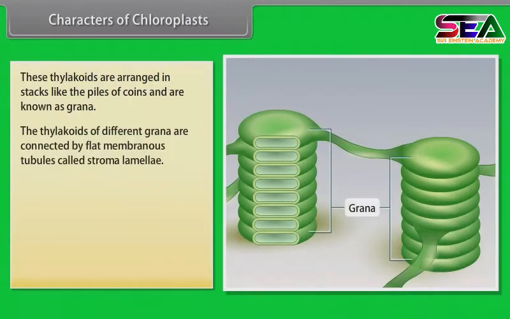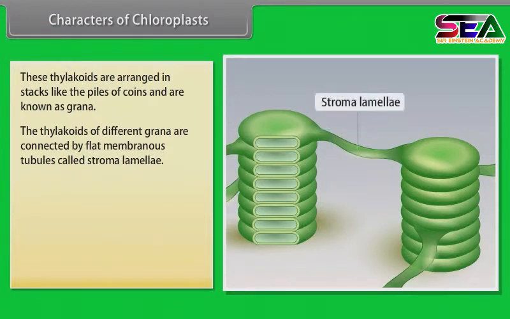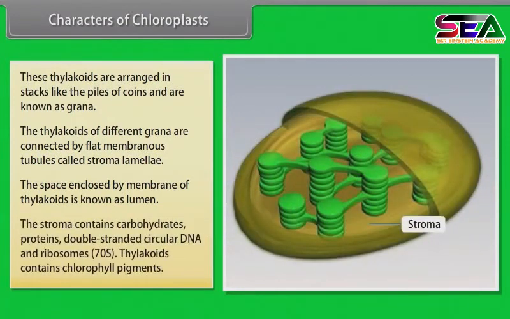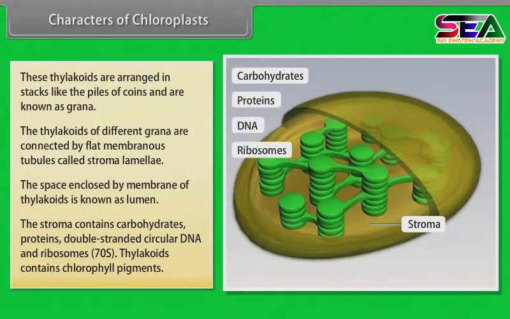The thylakoids of different grana are connected by flat membranous tubules called stroma lamellae. The space enclosed by the membrane of thylakoids is known as lumen. The stroma contains carbohydrates, proteins, double-stranded circular DNA, and 70S ribosomes. Thylakoids contain chlorophyll pigments as well.